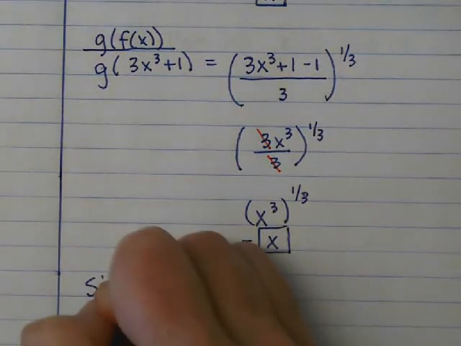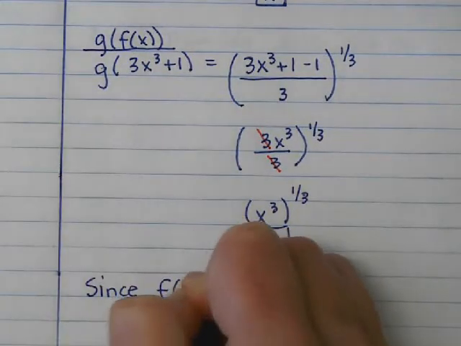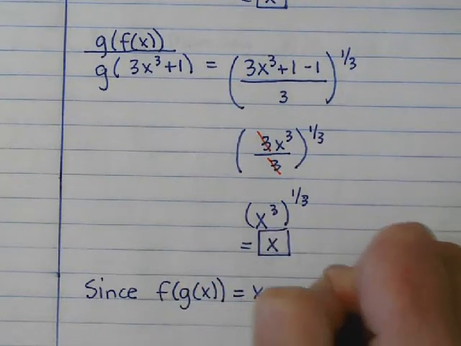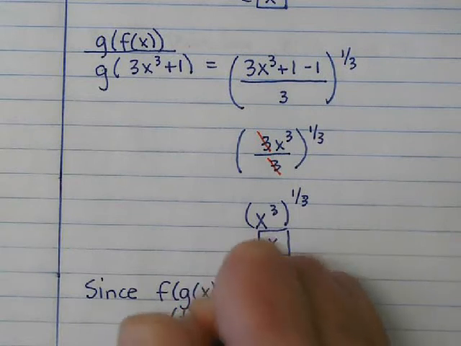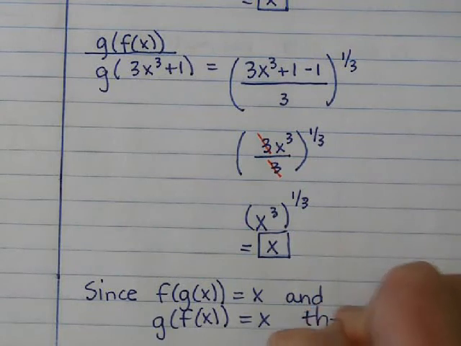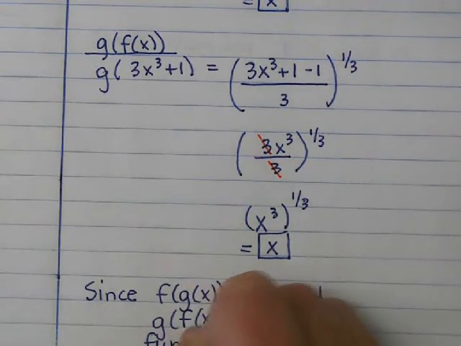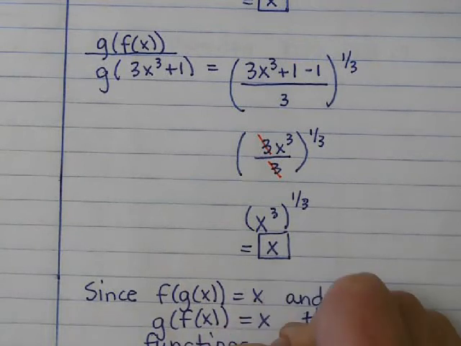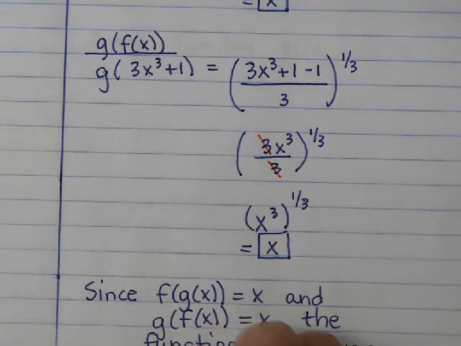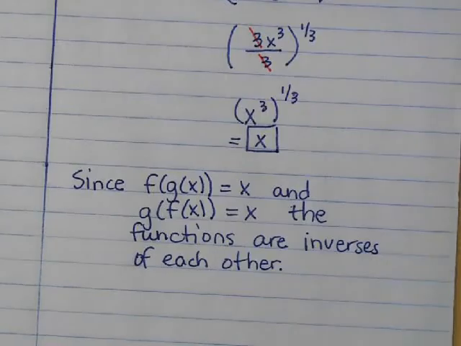So now I'm going to say, since f of g of x equals x, and g of f of x equals x, the functions are inverses of each other. Okay, don't forget that conclusion on there.